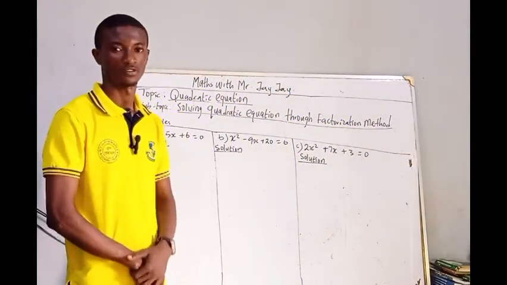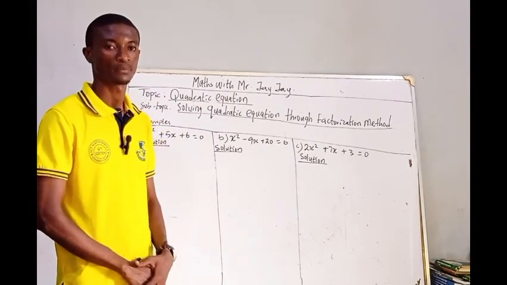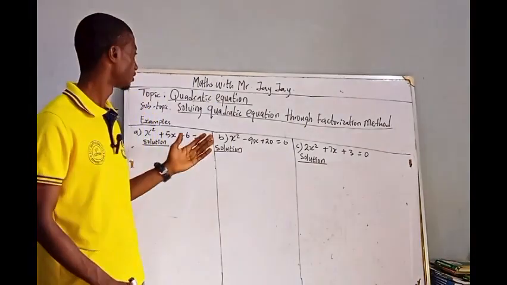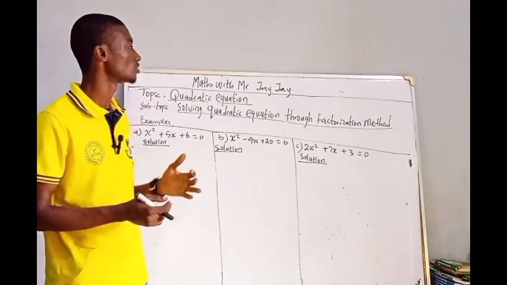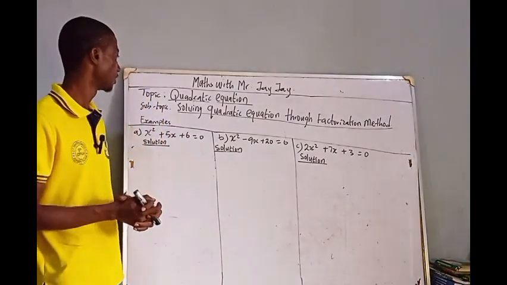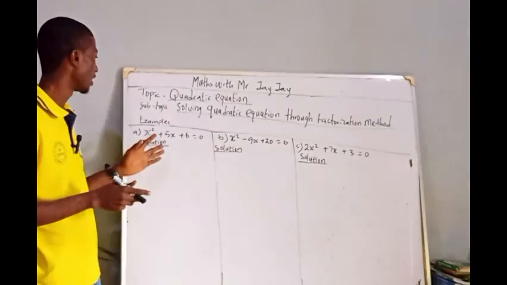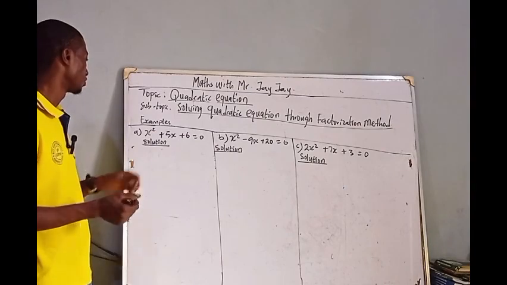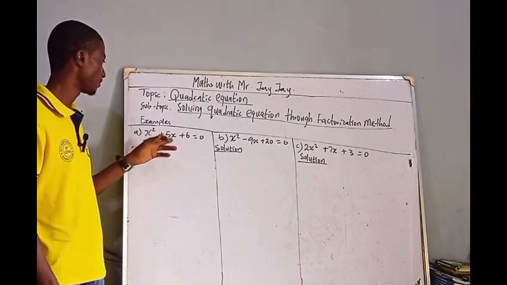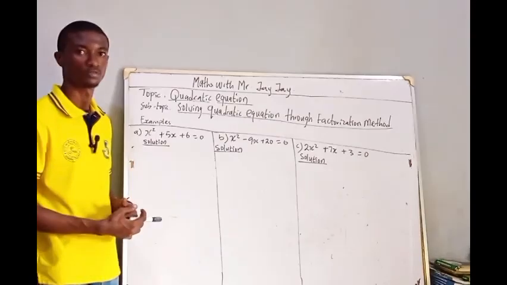Welcome back from the quick break. As you can see on the board, we have examples that we're going to be solving using the factorization method. The first example we have here on the board is a quadratic equation: x squared plus 5x plus 6 equal to 0.